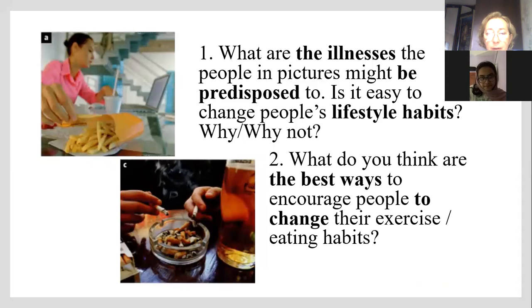Here, if we move to the next slide, there are more questions. If we have a look at those pictures which describe some unhealthy actions, some activities, what are the illnesses the people in the pictures might be predisposed to? So here, with a sedentary lifestyle and eating a lot of junk food in an office, what kind of diseases, illnesses are connected with this lifestyle? What do you think?